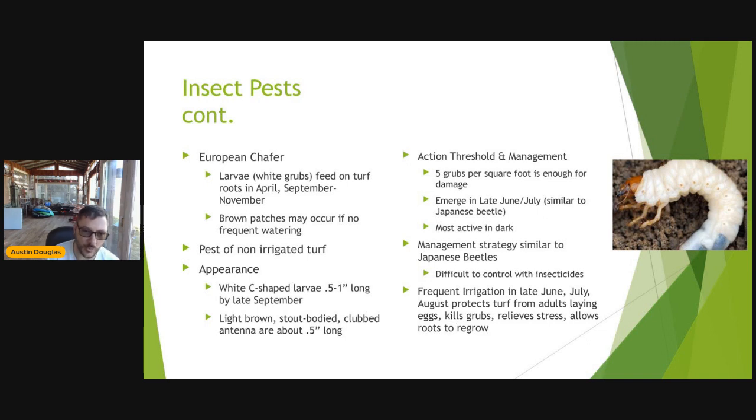And again, this is the cycle, right? So you have larvae that are eating in April. They turn into adults. They fly out. And then those adults lay eggs. And then in the September to November timeframe, those eggs hatch. They become larvae and they start to feed on the roots.